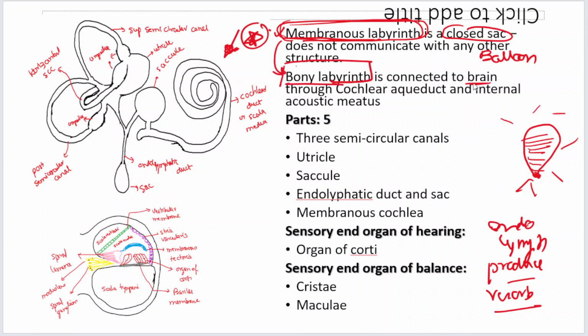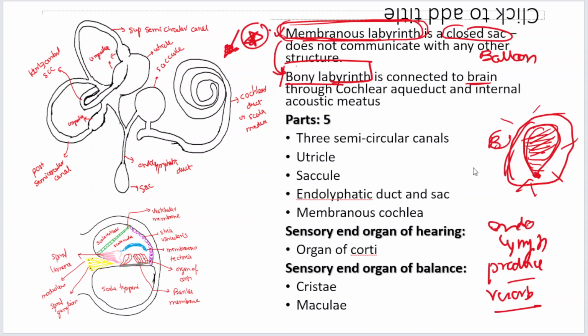Bony labyrinth is connected to the brain. What is bony labyrinth? The bone that is surrounding the membranous labyrinth, and the bony labyrinth and the membranous labyrinth both have a similar shape. But membranous labyrinth is smaller than the bony labyrinth, and it is housed inside. Suppose this is some metal shell or something. This is the bony labyrinth. Inside that, this balloon is there. This is the membranous labyrinth. So this is an example of the bony labyrinth and the membranous labyrinth.